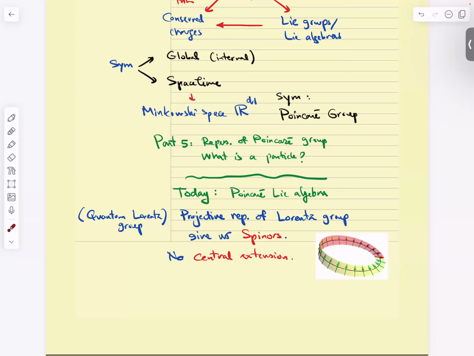So, just a little bit of terminology. Lorentz group can have projective representations, and that's where spinors come from. Poincare group cannot have projective representation. So we're going to be focusing on Lorentz representation first. Sometimes in the physics literature or in the math literature, a projective representation of the Lorentz group is called quantum Lorentz group. I don't like that terminology. I encourage against it. But sometimes you see this in some random papers, mostly by mathematicians, actually.